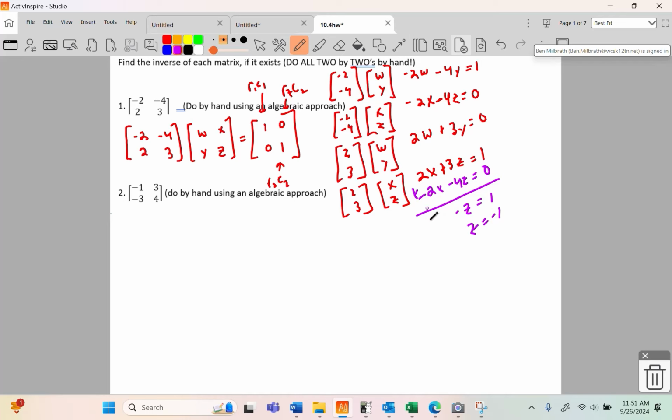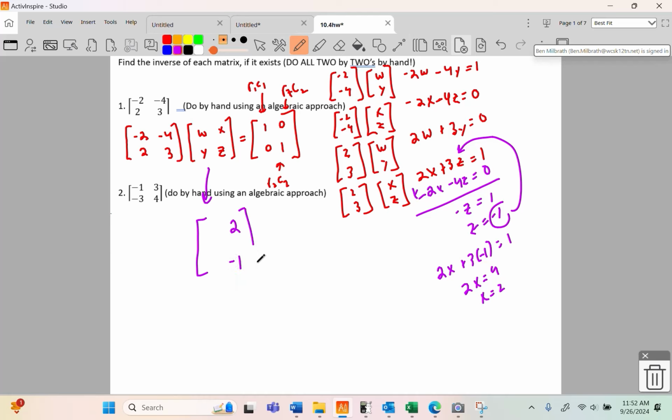And then I can take that z value and I can just throw it right there. So 2x plus 3 times -1 is 1. This is -3. Add 3 to both sides, I get 4. And x is 2. So in my matrix over here, I know that that position is a 2. Kind of cool, huh? And I know that my z is a -1, and I'm half done with it.